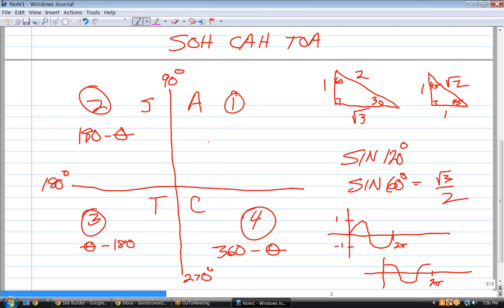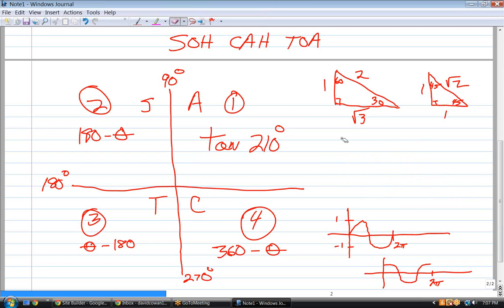So, tell me what the tangent of 210 is. Tangent of 210 is... 1 over root 3. Okay. And of course, you'd want to rationalize that if you were answering a test question. That's not going to be one of your multiple choices. So rationalize that.